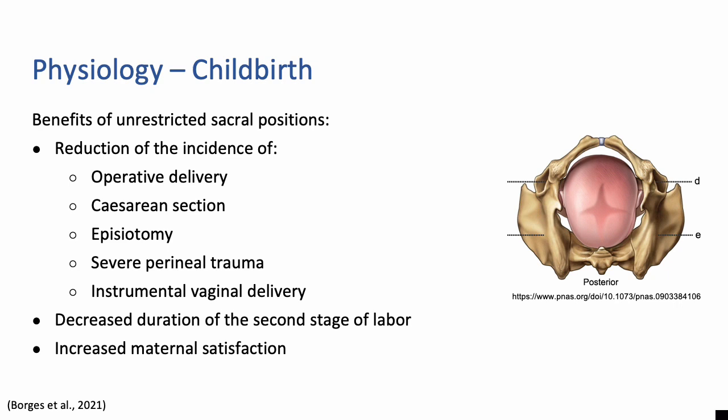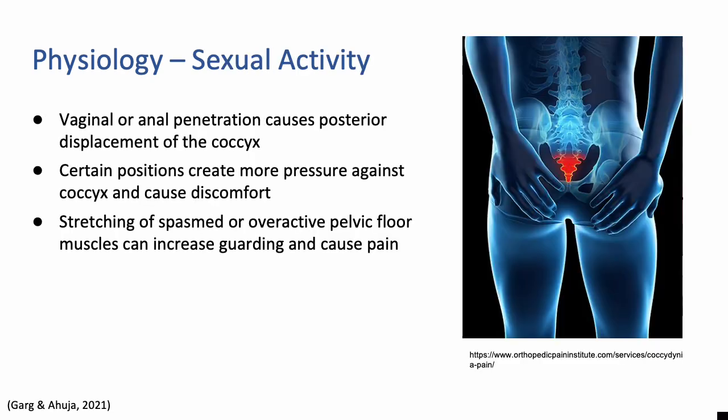So the more benefits continued are reduction of the incidence of operative delivery, cesarean section, episiotomy, severe perineal trauma, and instrumental vaginal delivery. It's also going to decrease the duration of the second stage of labor, and there's going to be increased maternal satisfaction. So vaginal or anal penetration causes posterior displacement of the coccyx, which can cause discomfort.